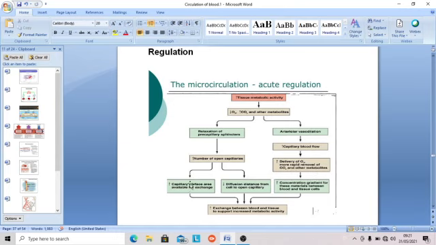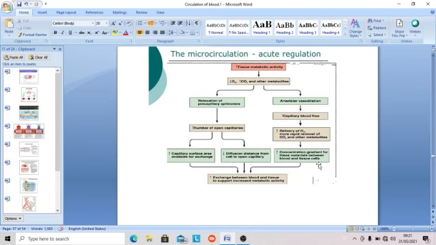That will lead to more capillary surface area being available for exchange, and a decreased diffusion distance from the cell to the open capillary. That is the concentration gradient of these metabolites between the blood and tissue, for the exchange between blood and tissue.